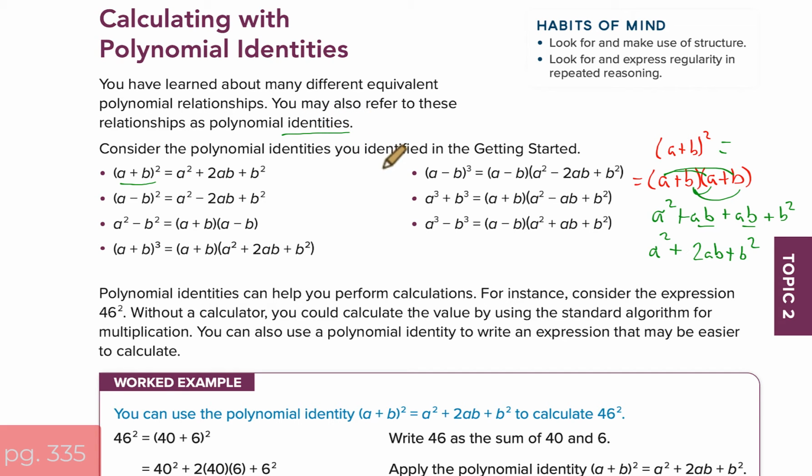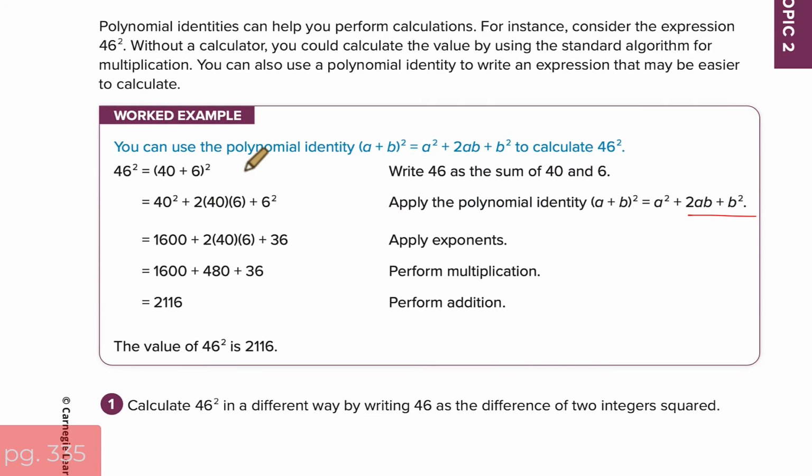An identity in math is something that is always true. The part on the left side of the equal sign is always going to be equal to the part on the right side of the equal sign. So the first worked example says use the polynomial identity that a plus b quantity squared equals a squared plus, this is the one we just worked out, plus 2ab plus b squared.